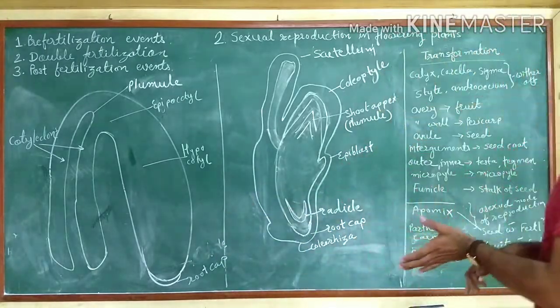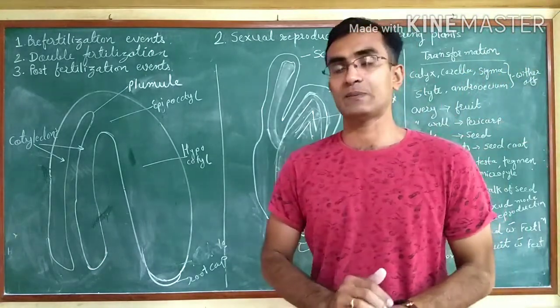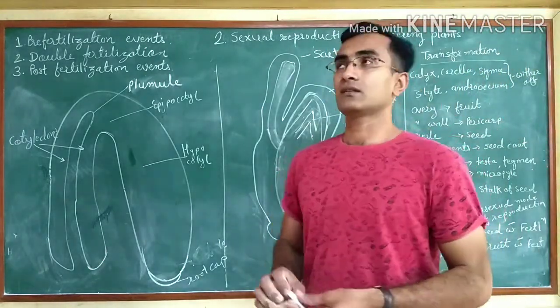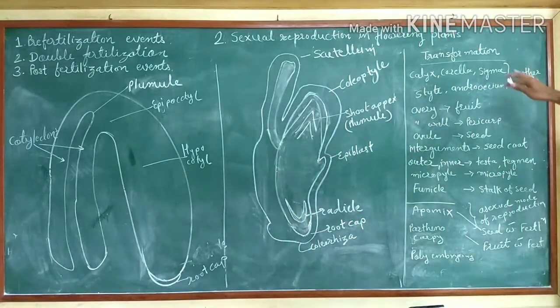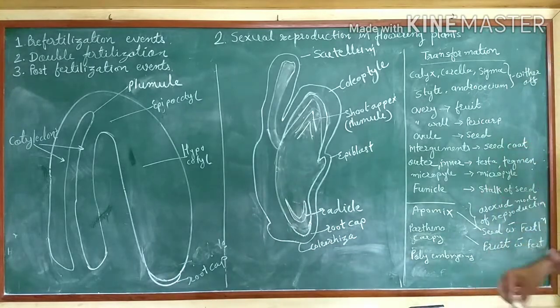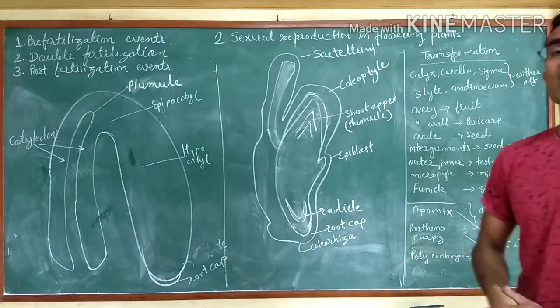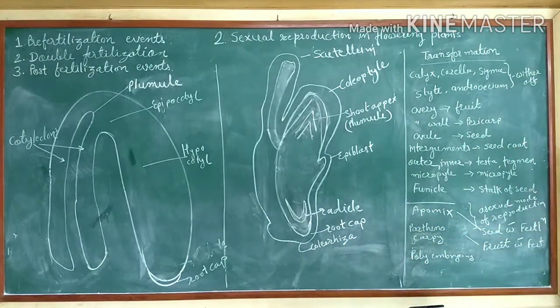Now let us move further to the transformations which take place after fertilization. You can see the accessory parts present in the flower, such as the calyx, corolla, stigma, and style, will wither off. Wither off means fall off. Then the ovary will convert into the fruit. The ovary wall will convert into the pericarp, the ovule will convert into the seed, and the integuments will convert into the seed coat.